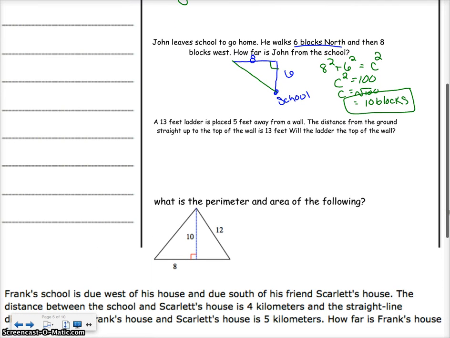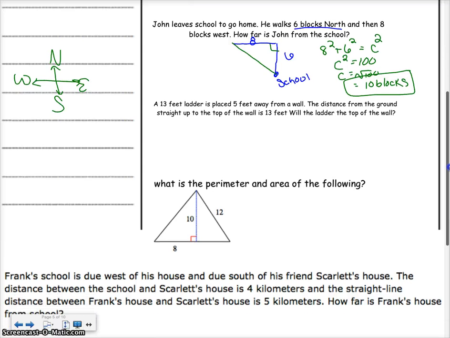And I knew that I was using Pythagorean's theorem, well, first off, because it was talking about distance. Remember, the distance is north, south, west, east. And also it said how far. How far represents the distance.